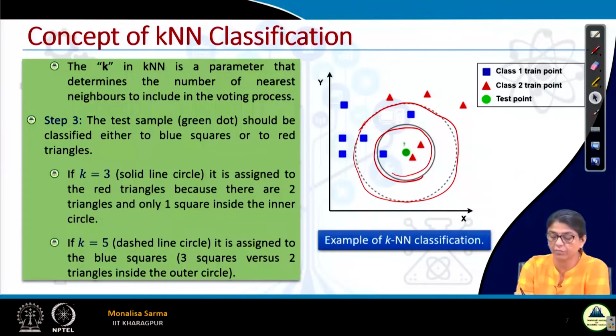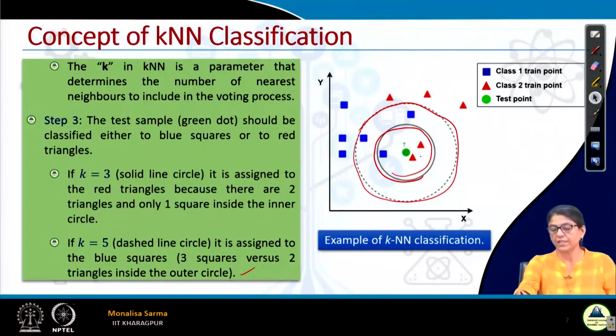So, that means the green circle belongs to the blue square class. Okay. So, if k is equal to 5, it is assigned to the blue squares, 3 squares versus 2 triangles inside the outer circle.